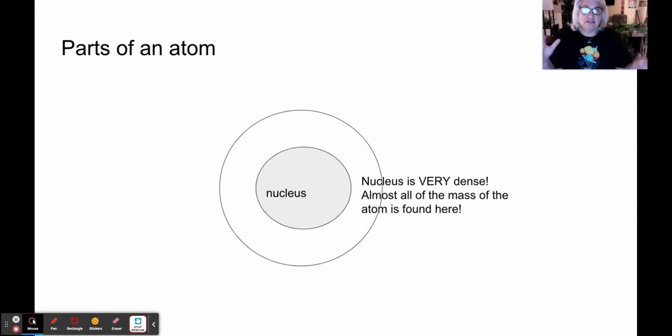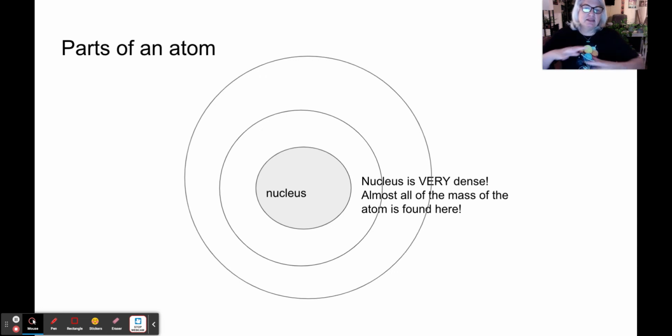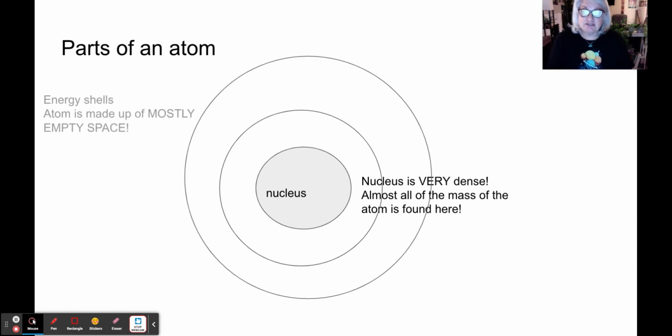Outside of the nucleus, there are these energy shells. We're not going to go into too much detail in this class about this. This gets into some really crazy physics, but it's basically like outside of there is this cloud where electrons are found. And so outside of the nucleus, there are these energy shells. So just remember, we have the nucleus and then we have the cloud that kind of surrounds the nucleus.